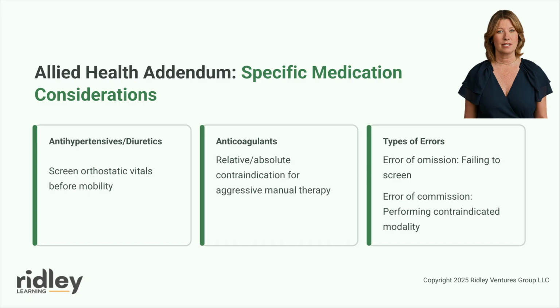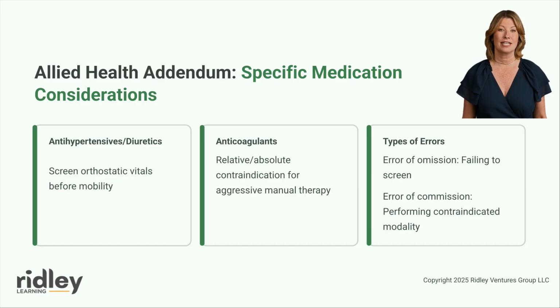First, let's discuss antihypertensives, diuretics, and orthostatic hypotension, which represents the fall risk error. Antihypertensive medications and diuretics are a significant fall risk factor, causing dizziness, dehydration, and muscle cramps. The risk is highest just after a new prescription or dose change.